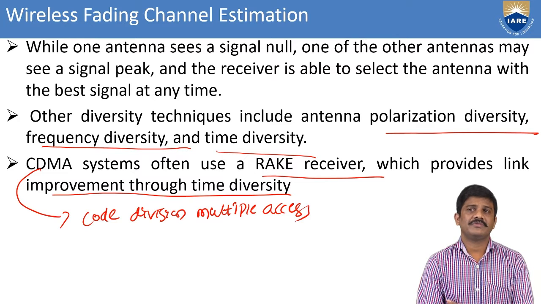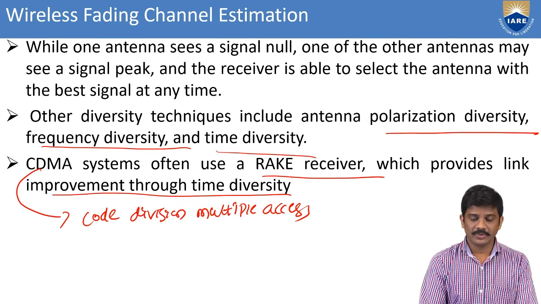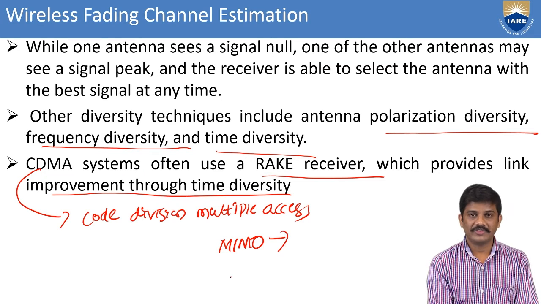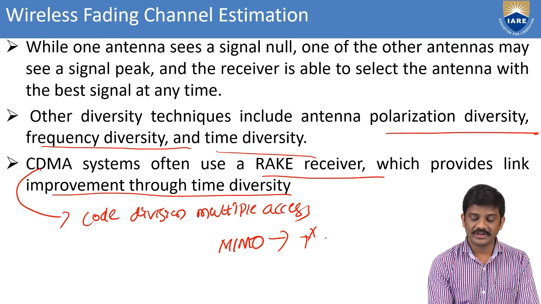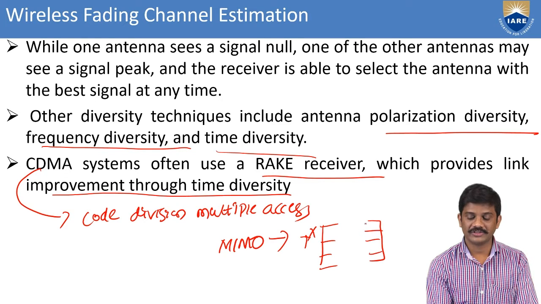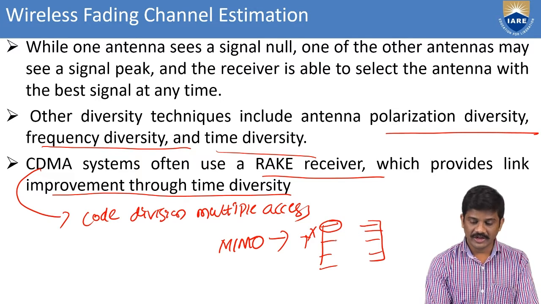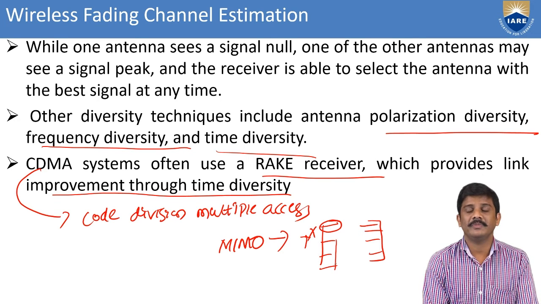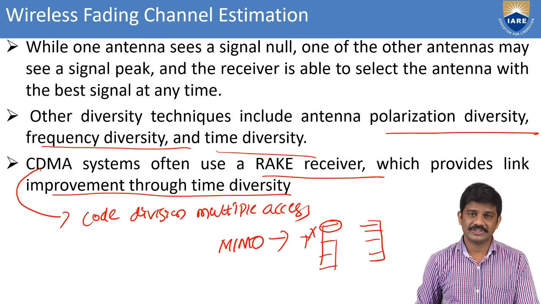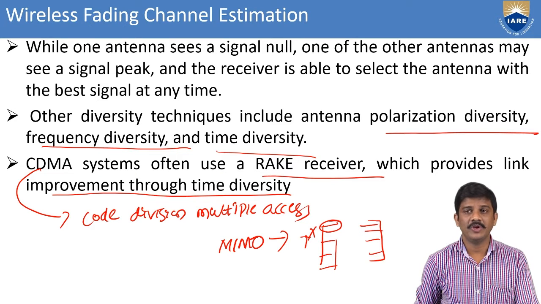For example, with MIMO technology, we have multiple inputs and multiple outputs. In the transmitter section we consider multiple antennas, and in the receiver section we also take multiple antennas. Here, if one signal is null, the other signal may take the signal peak. That is the main advantage of this technology, MIMO, multiple inputs multiple outputs.